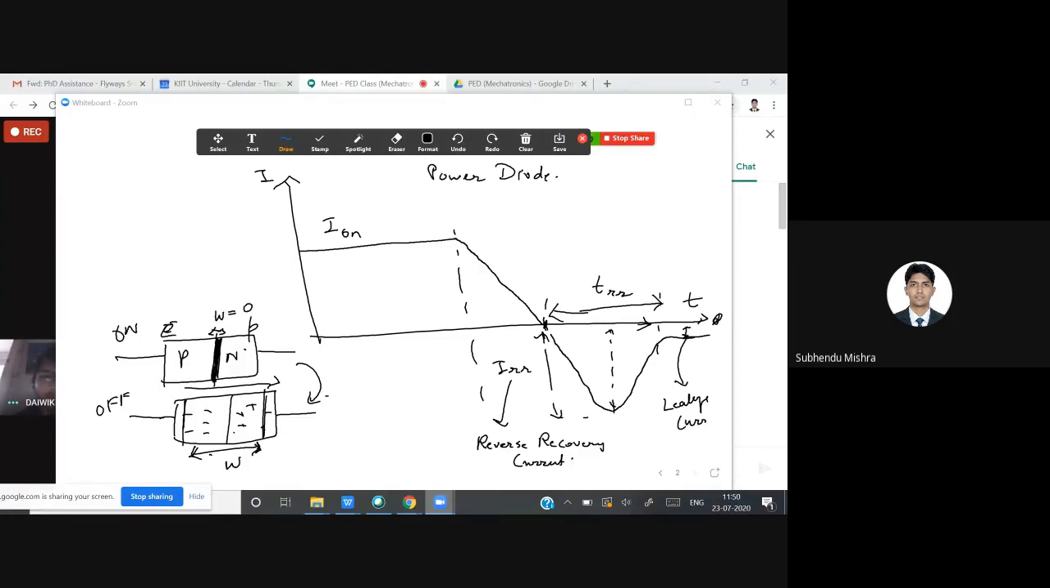So, this is the diode. Normally it is on, so the current is flowing in this direction, but when it is off, the current is flowing in this direction. This is the I RR current, so it flows towards the source. Either it can go to the source or it can go to the other circuits, other switches. So this current.